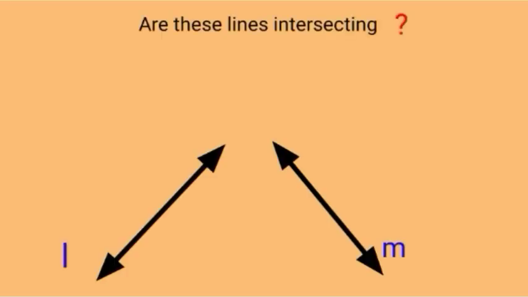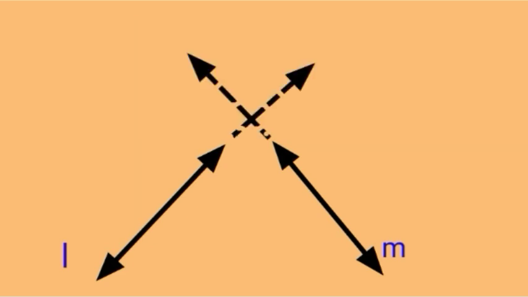Now, look at this pair of lines. Are these lines intersecting? From what you can see, they are not meeting at a point. But one of the properties of a line says lines extend in both directions. So, when these two lines are extended, they meet at a single point. Let us call this point P. Two intersecting lines always meet at a point.